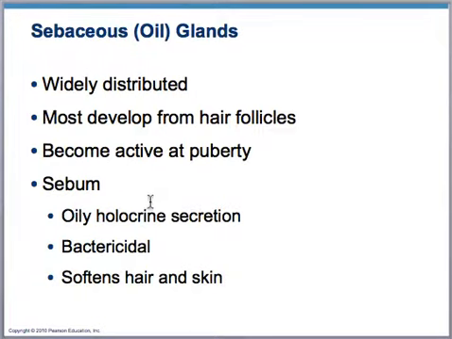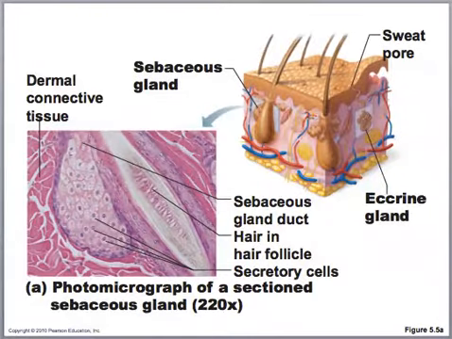The sebum is released through holocrine secretion, if you remember that from last unit. That's where the cell ruptures to release its products. They are bactericidal, meaning that they're going to help prevent bacteria from entering your skin. And it helps soften our hair and skin, which is why oil production is good for us homeostatically. If you look here, you see that the sebaceous gland is attached to the hair follicle itself, so that sebaceous gland is actually going to release oil through the hair follicle.